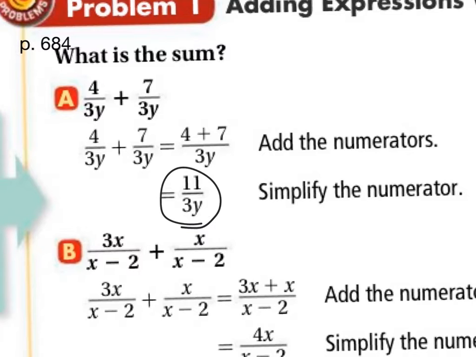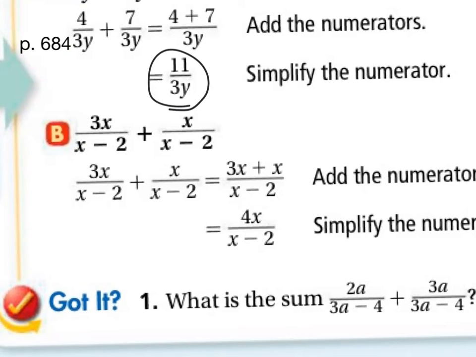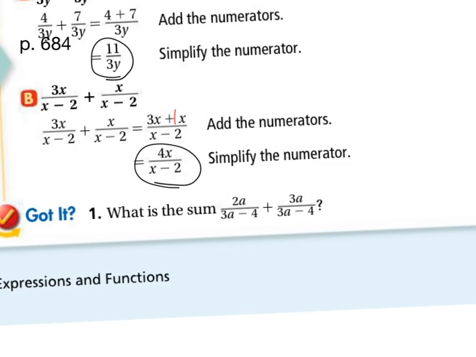Part B, the denominators are the same as well. Once again, the numerators happen to be like terms, so we can combine those together. That's like 3x plus 1x, which is 4x. So we have 4x over x minus 2.